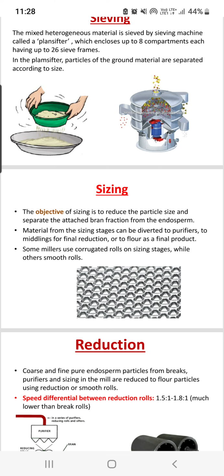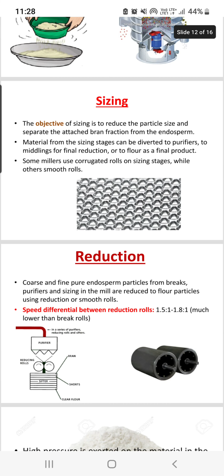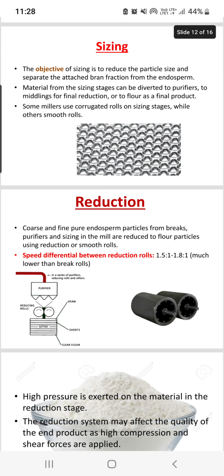Some millers use corrugated rolls for sizing stages, while others use smoother rolls. Smoother rolls are those without any corrugation or any kind of structures formed on the rollers. Corrugated rolls are the type of rolls which have the rough surface or any kind of protrusions on the surface. Next is reduction. Coarse and fine endosperm particles from the break, purifiers and sizing in the milling are reduced to flour particles using the reduction or the smooth roll.